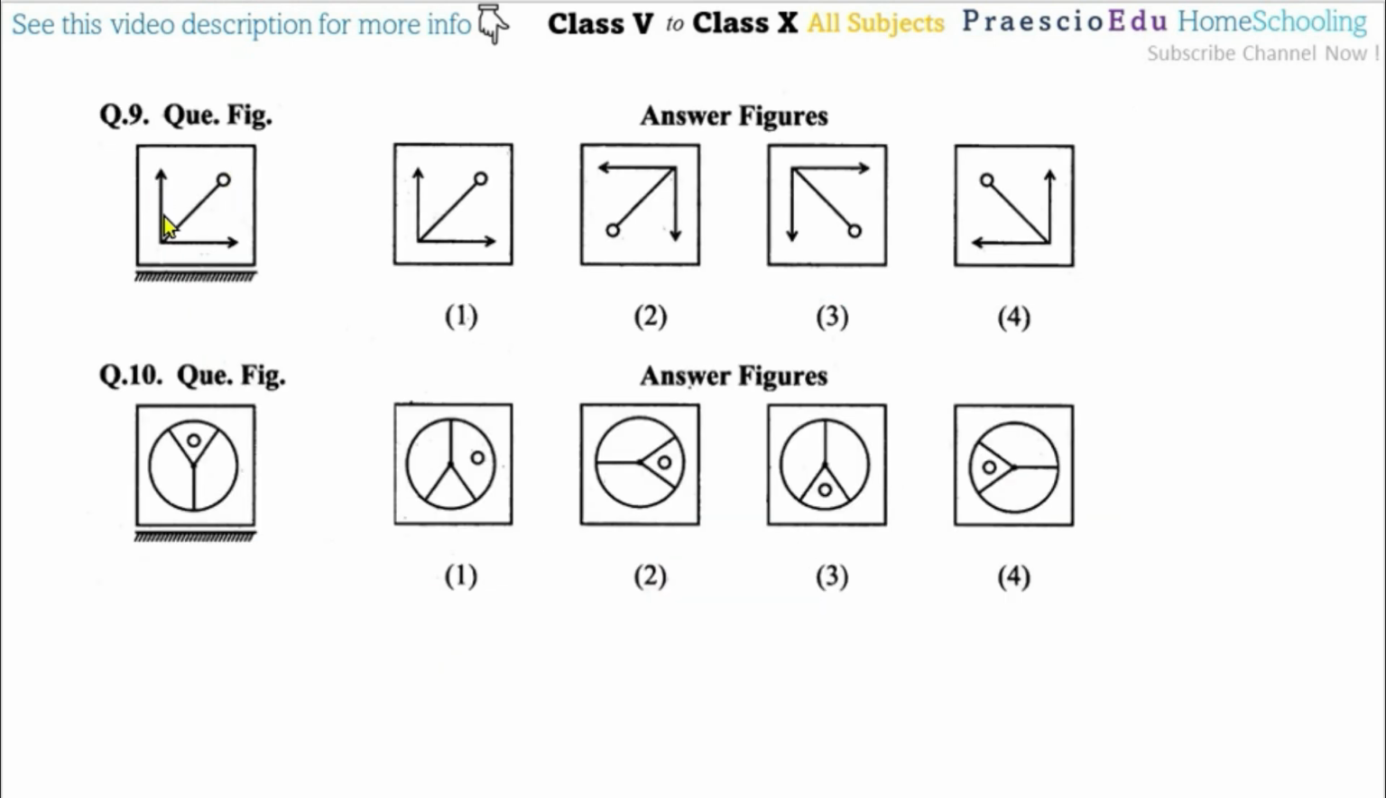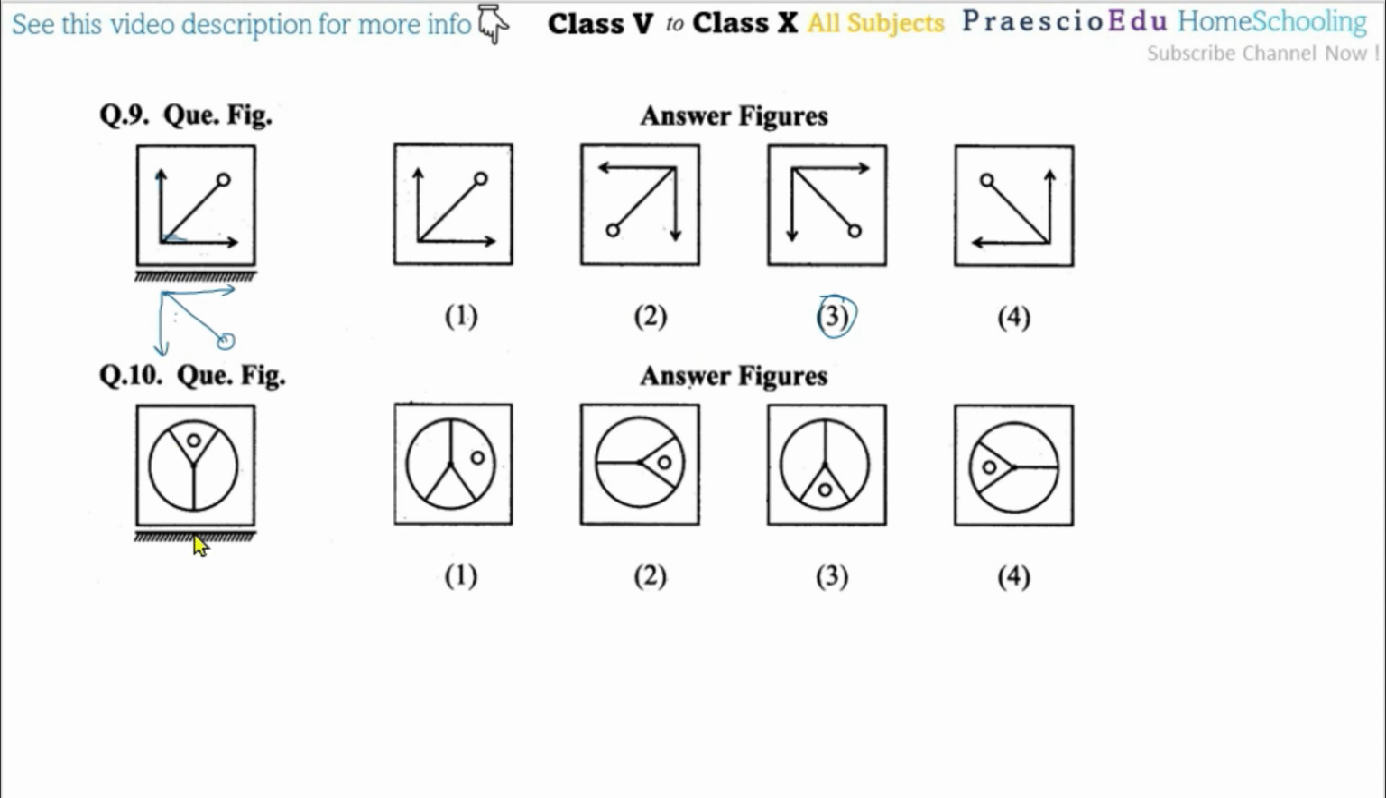Now question number 9. Here the two lines make some angle, so this horizontal arrow will be the same as it is, and this vertical will be like this toward the down, okay, and this inclination will start here with this circle. So this shape is given in option number 3.